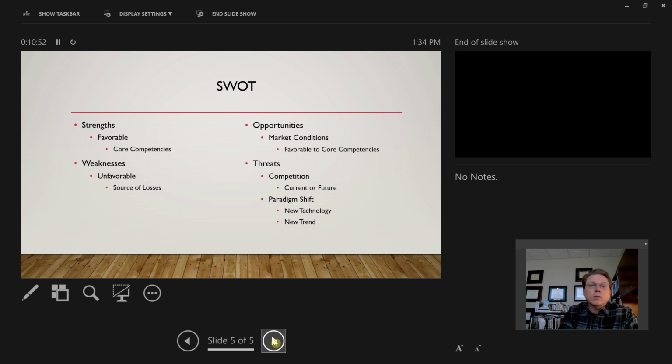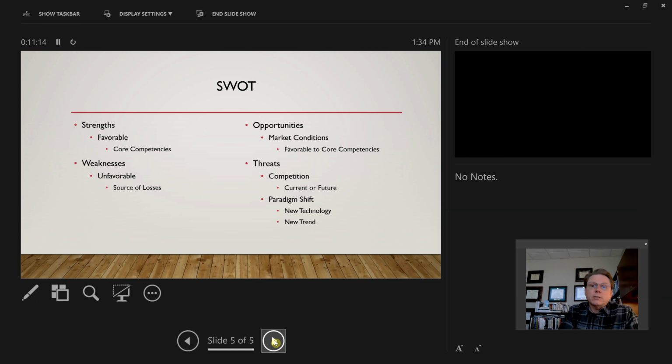Opportunities, these are external. The strengths and weaknesses are internal. Opportunities and threats, the O and T, are external. Opportunities are market conditions favorable to core competencies. Okay, so electric cars are an example. If all of a sudden gasoline was $8 a gallon, those market conditions would be awesome for electric vehicles.